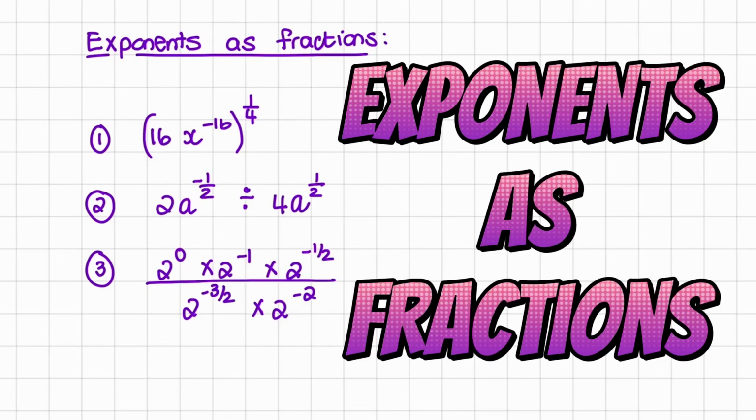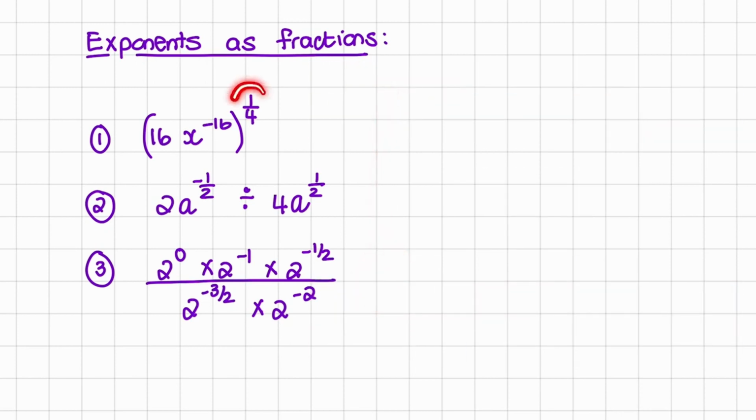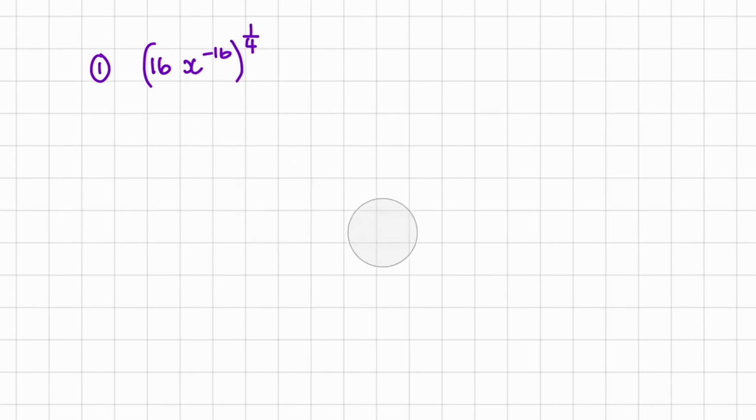We are going on with exponents, and in this video we'll deal with 3 examples where we have exponents that are fractions. So let us look at our first example. We have, in brackets, 16 times x to the power of negative 16 raised to a quarter.